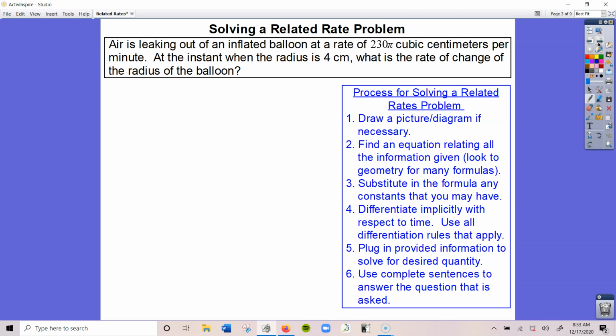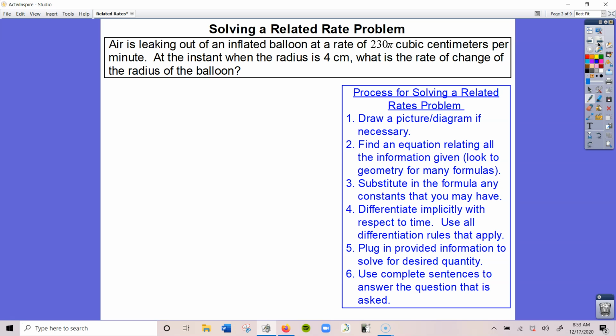Okay. 2, you would then find any equation relating all the information given. You're going to look to geometry for many of these formulas. You don't necessarily need to memorize a lot of these formulas. A lot of the time it is given to you on the AP exam, but it doesn't hurt to know them. Okay, and typically when we're trying to figure out what equations we're going to need, we just write down everything that's given in the problem.